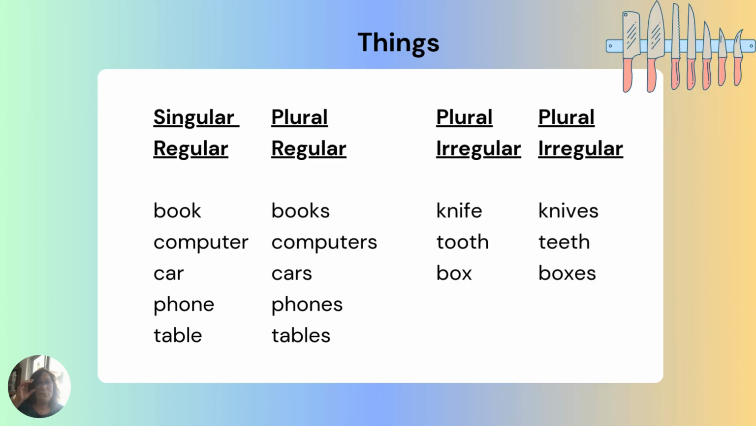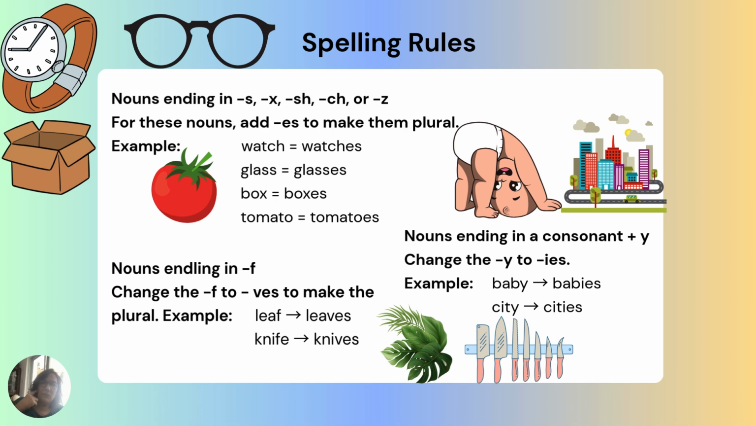And things: book, books. Computer, computers. Car, cars. Phone, phones. Table, tables. And irregular: knife, knives. Tooth, teeth. Box, boxes. So let's look at some spelling rules. We are going to do this again, so don't worry if it's a little bit difficult now.